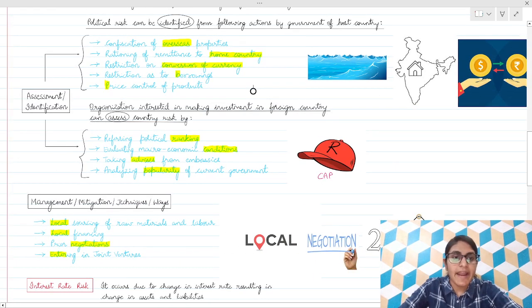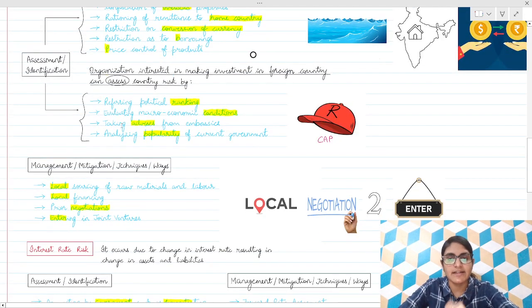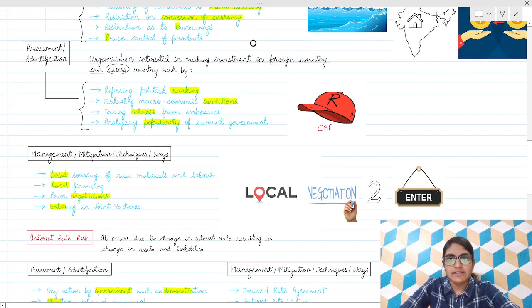Next, we finished identification. Now it is assess. Organization interested in making investment in foreign country can assess country risk. How can you assess country risk? See, country: R cap. R is rank. Rank we get a cap based on conditions.